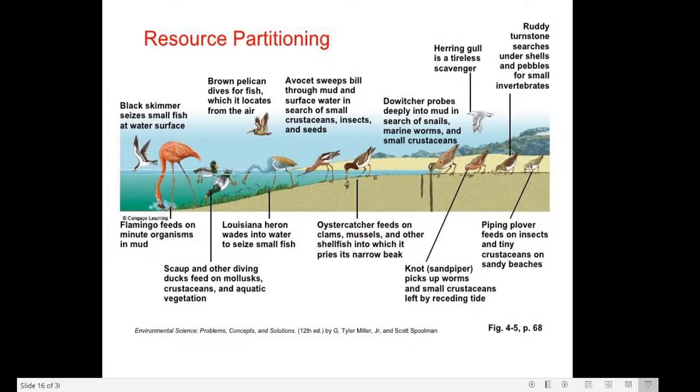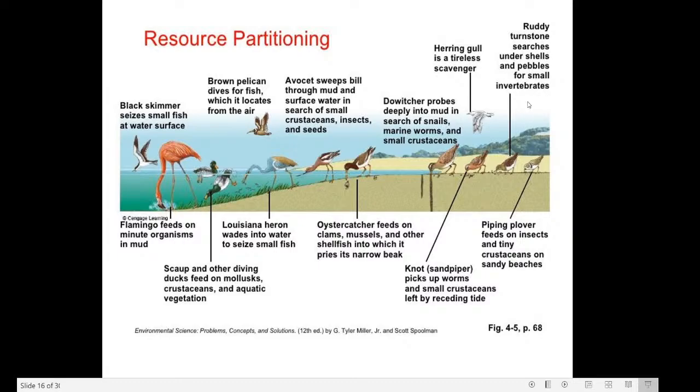And they are insect and seed eaters, their food is insects and seeds. Then here you can see the dowitcher probe; they take snails, worms, sea worms and snails. The different birds take different foods. Then the herring gull is a tireless scavenger. Then the knot, a sandpiper, picks worms from the land.